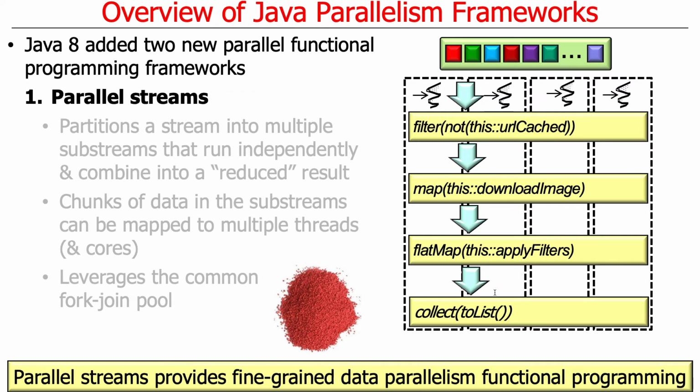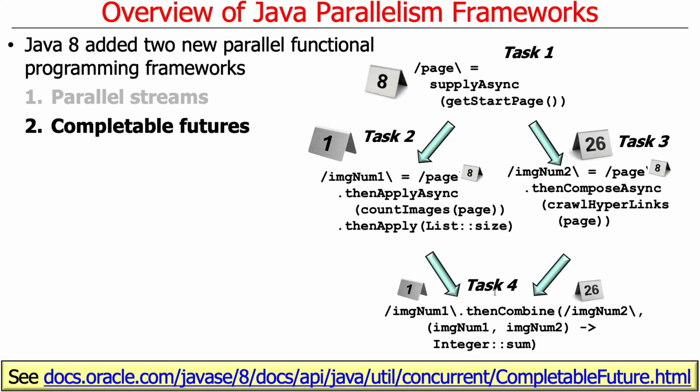So the way to think about parallel streams is basically high performance, fine-grained data parallelism with a functional programming veneer, a functional programming facade. So functional programming has been wrapped around the edges of the object-oriented fork join pool framework and gives you this nicer way of programming.